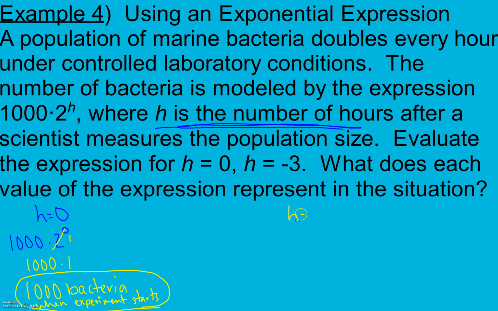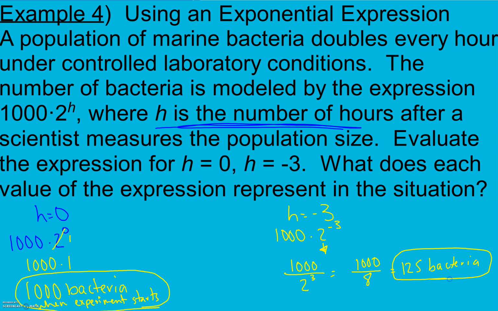Now, for h equals negative 3, that means 3 hours ago. So 3 hours before the scientists started measuring, that's how many bacteria there were. So we have 1,000 times 2 to the negative 3rd power. I'm going to move that negative exponent down. So I'm going to have 1,000 over 2 cubed. 2 cubed is 8. And here I'm going to get 125 bacteria. So 3 hours before it started, there were 125 bacteria.